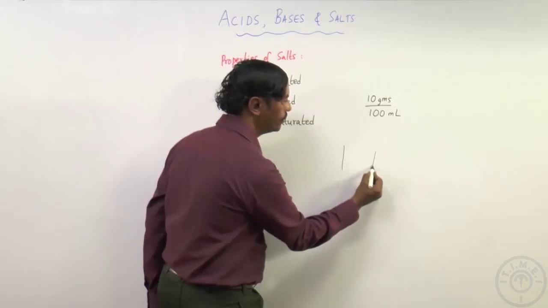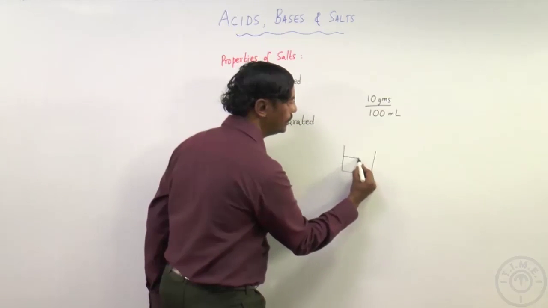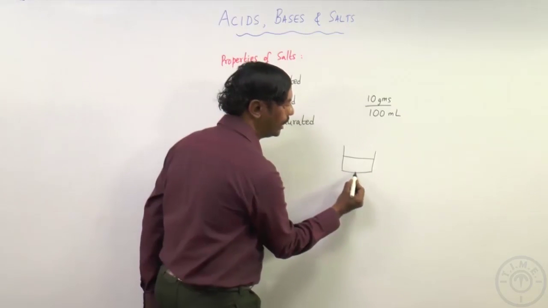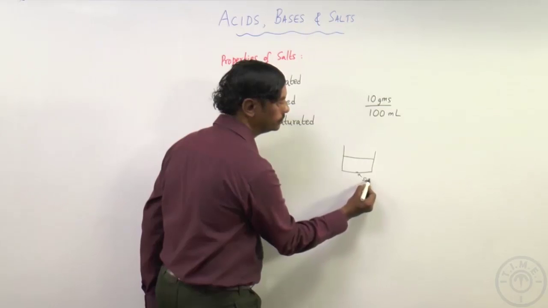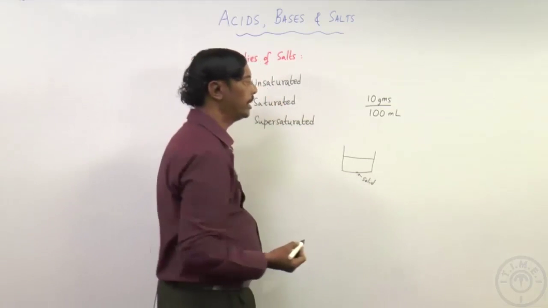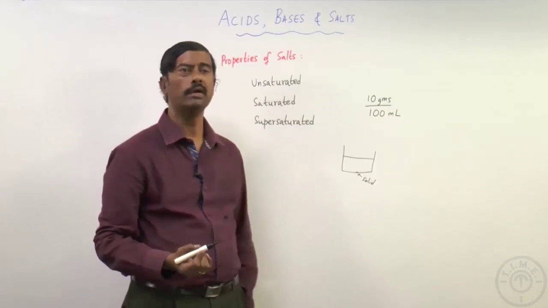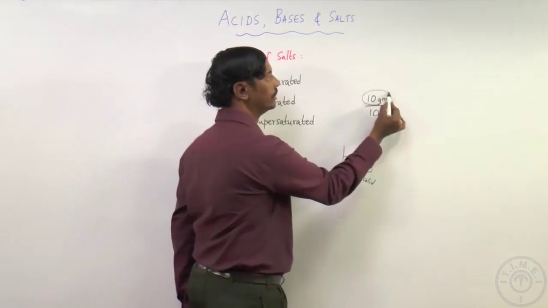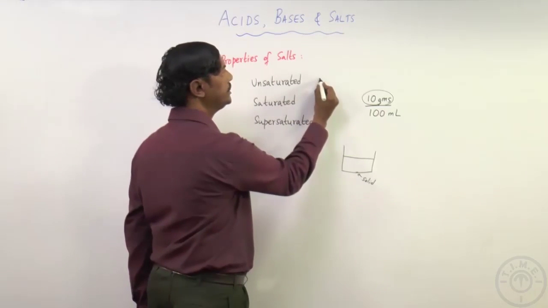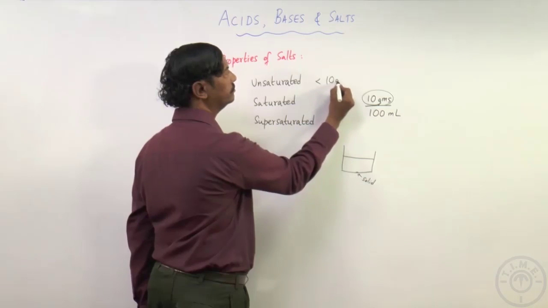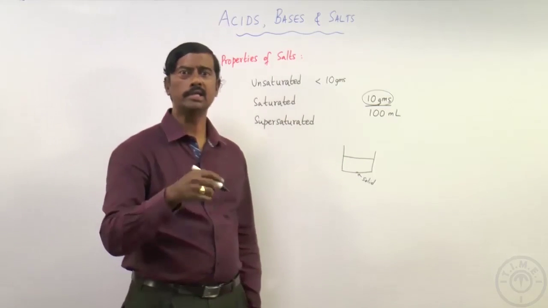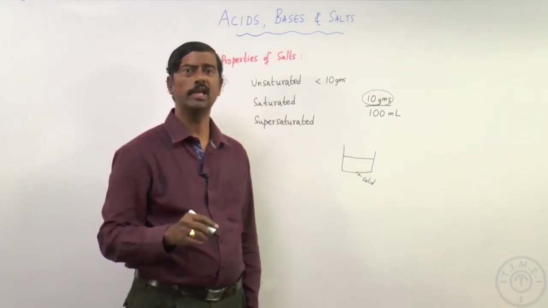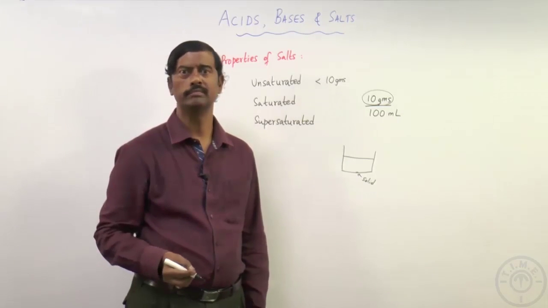That is, if I have a beaker and I have added say 10.1 gram, that 0.1 gram is going to be here at the bottom as a solid. So what is the maximum that this solution is able to take? Only 10. If you have less than 10 grams, let us say, then we can still add some more amount of salt and still expect the salt to undergo dissolution.